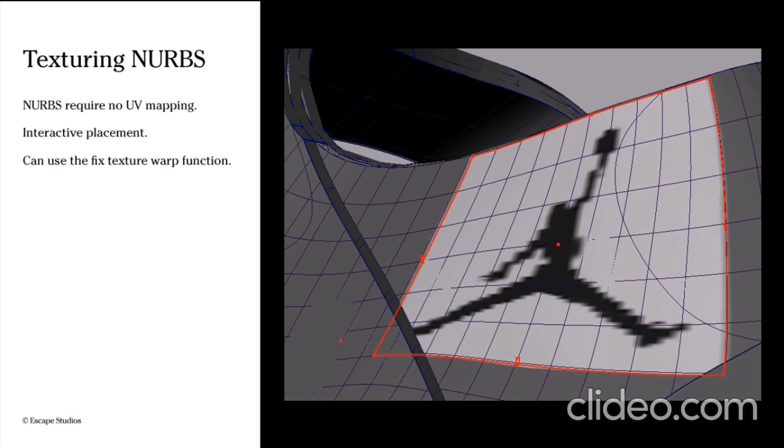In some cases this will not work, and you'll have to rebuild your surface or duplicate its surface curve and use them to create a new surface. This will distribute the texture uniformly.